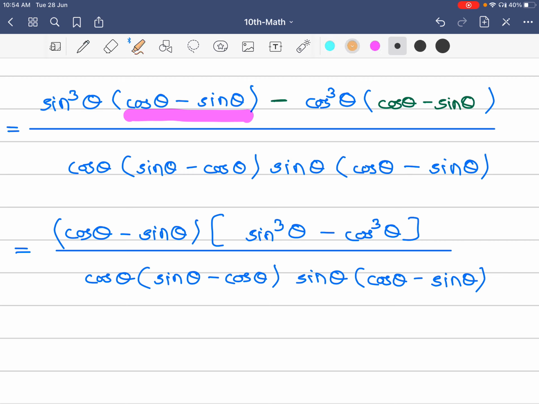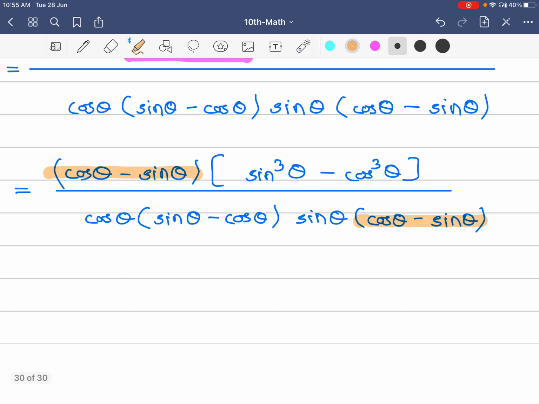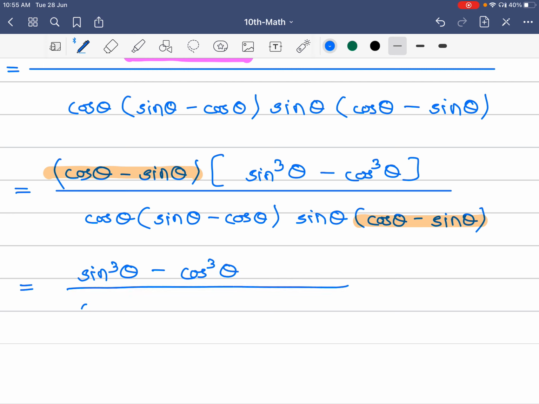As we can clearly see, this cos theta minus sin theta and cos theta minus sin theta are going to get cancelled. I'm short of space now, so let me just write the next. In the numerator, we just have sin cube theta minus cos cube theta, the whole divided by cos theta and sin theta minus cos theta into sin theta. So this is our reduced expression.